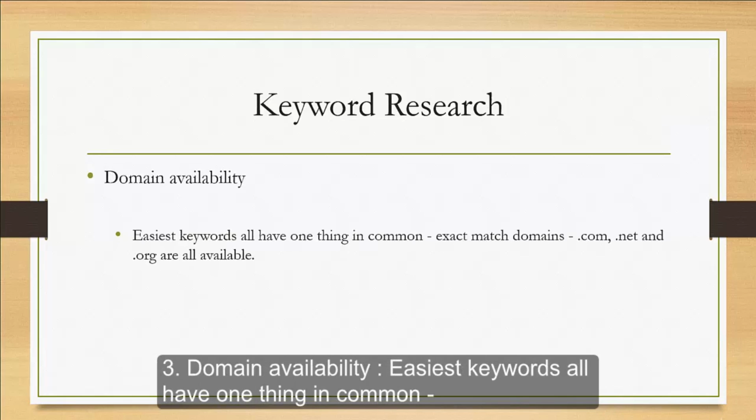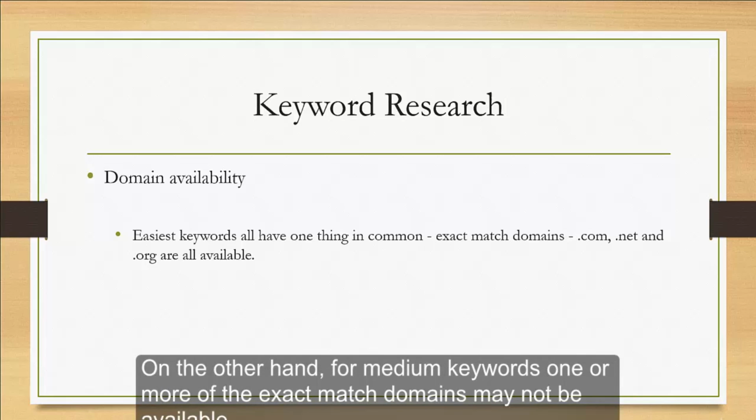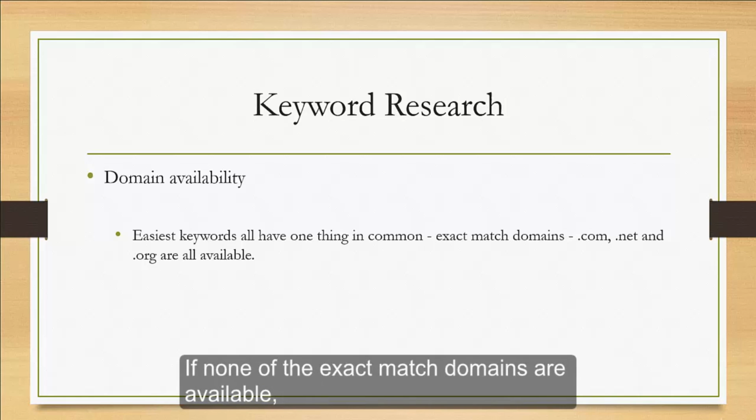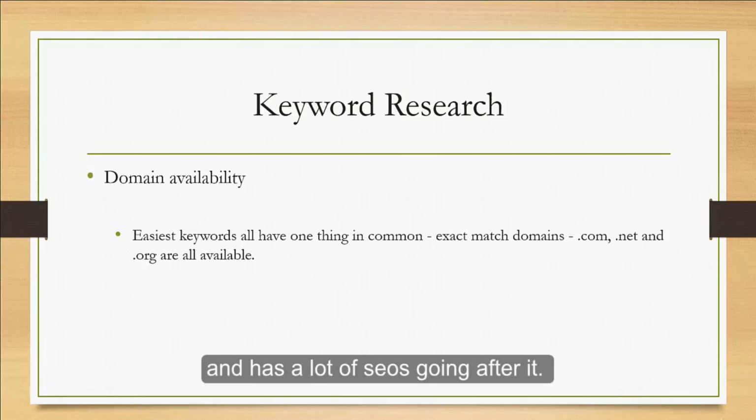Domain availability. Easiest keywords all have one thing in common. Exact match domains .com, .net and .org are all available. On the other hand, for medium keywords, one or more of the exact match domains may not be available. For hard keywords, none of the exact match domains will be available. If none of the exact match domains are available, it usually is a clear indication that the keyword is hard to rank and has a lot of SEOs going after it.